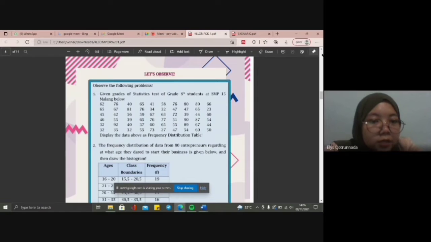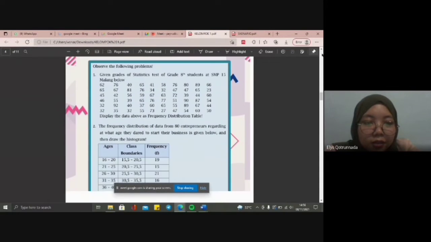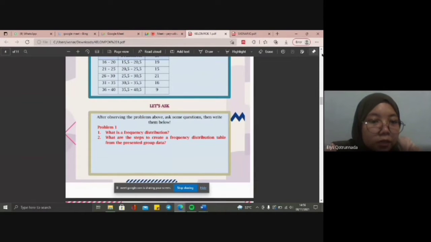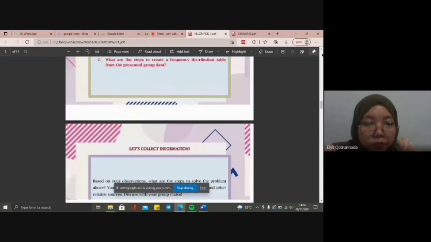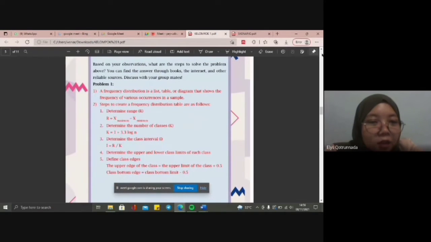Number 1. Given grades of the statistics test of grade 8 students at Junior High School 15 Malang below. Display the data above as a frequency distribution table. After observing the problem above, ask some questions, then write them below. Problem 1. Number 1, what is a frequency distribution? Number 2, what are the steps to create a frequency distribution table from the presented group data? Based on your observation, what are the steps to solve the problem above? You can find the answer through books, the internet, and other reliable sources. Discuss with your group in maths.